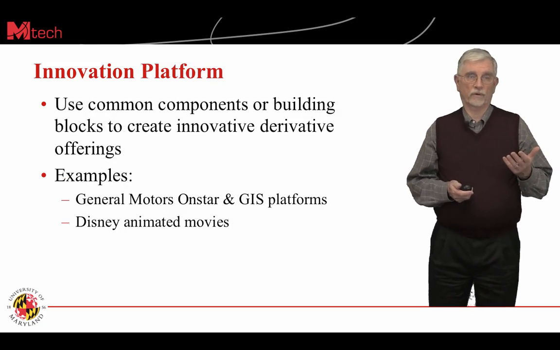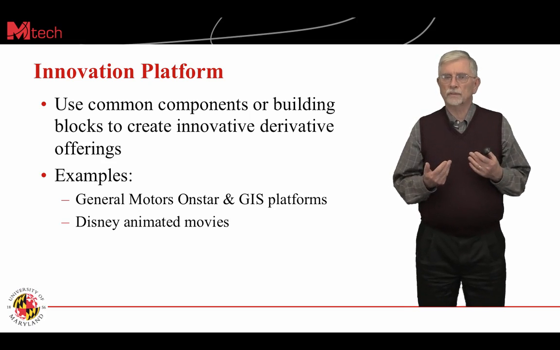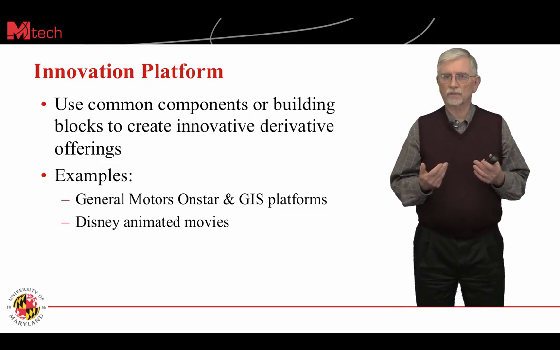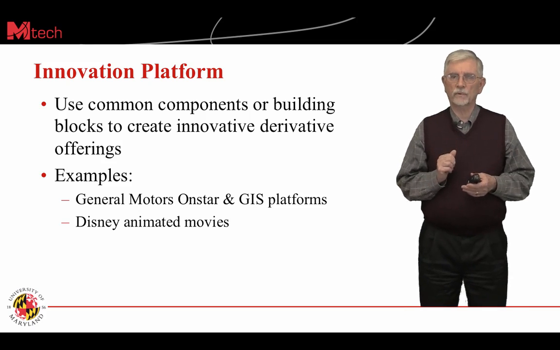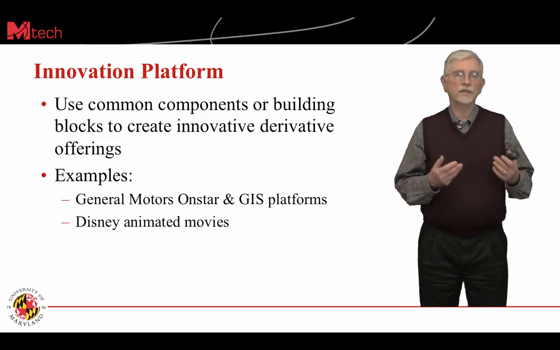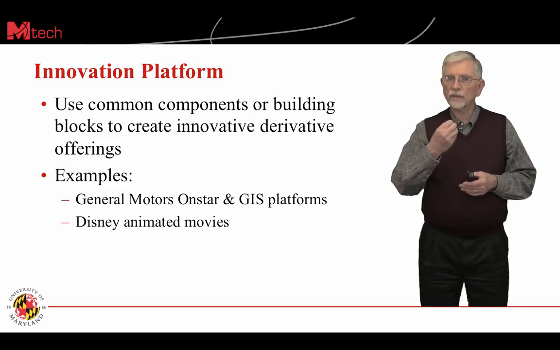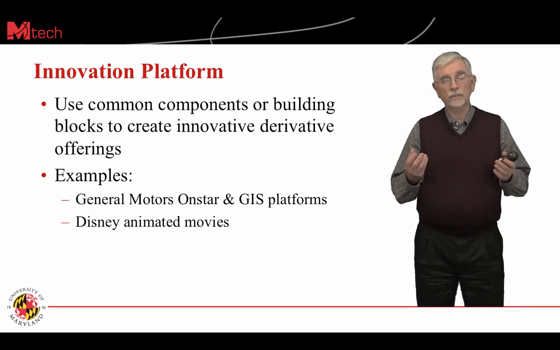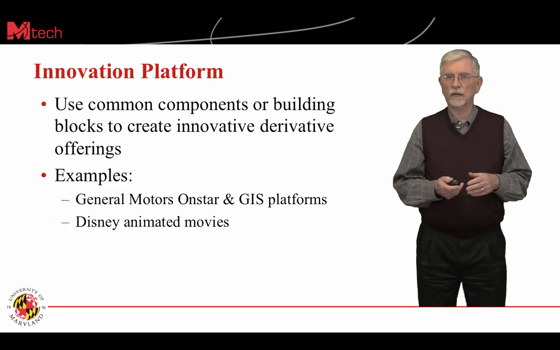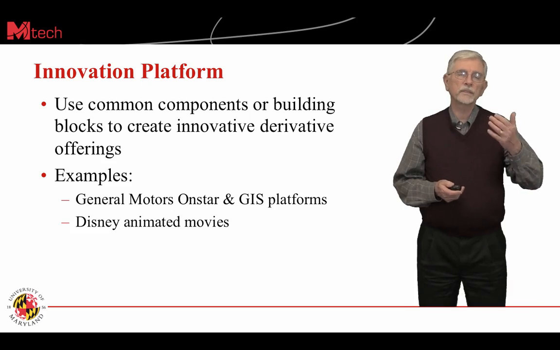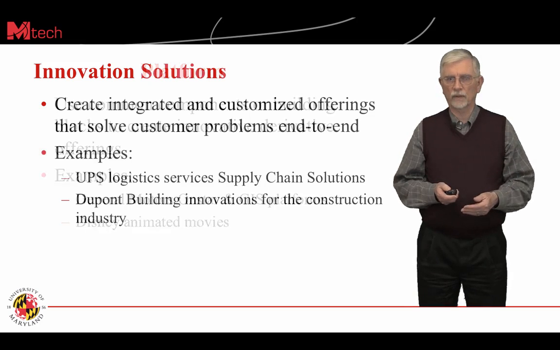An innovation platform is another way that firms can innovate. What you do in that case is you use common components or building blocks to create an innovative derivative offering. Some examples of that would be General Motors offering OnStar and GPS platforms on its automobiles. It's the basic automobile, but then it could be an aftermarket item, or it could be a built-in item that they offer with the sale of the car. And Disney's movies, and then Disney made animated movies.